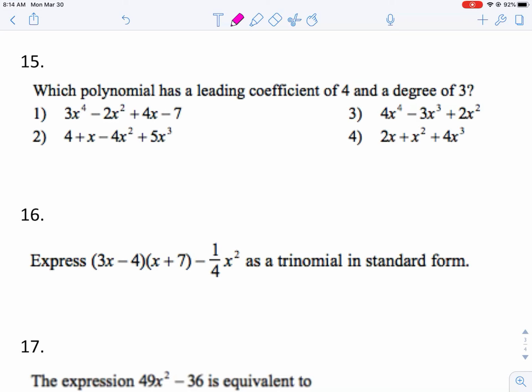All right, number 15. This will be the last one for day 3. So which polynomial has a leading coefficient of 4 and a degree of 3?